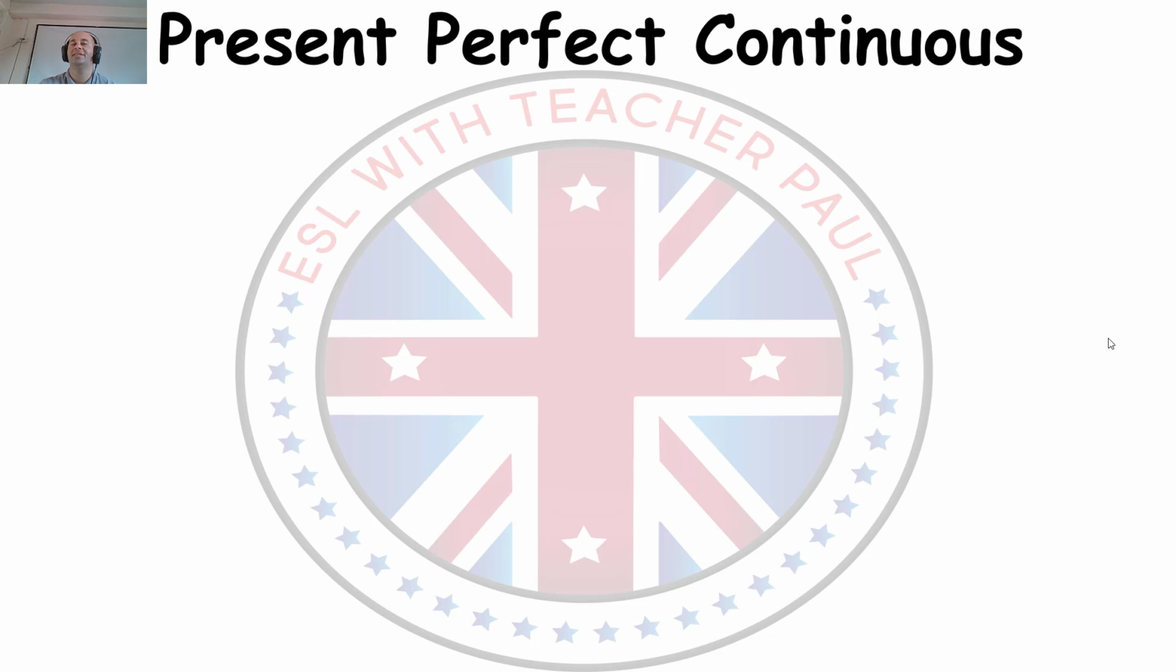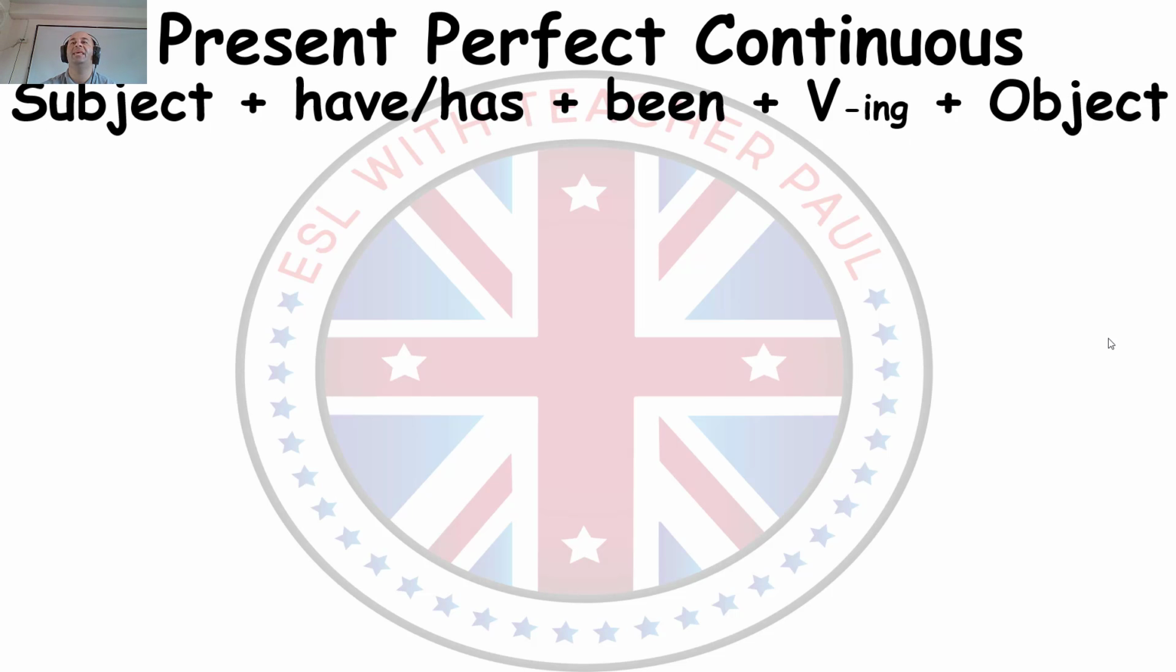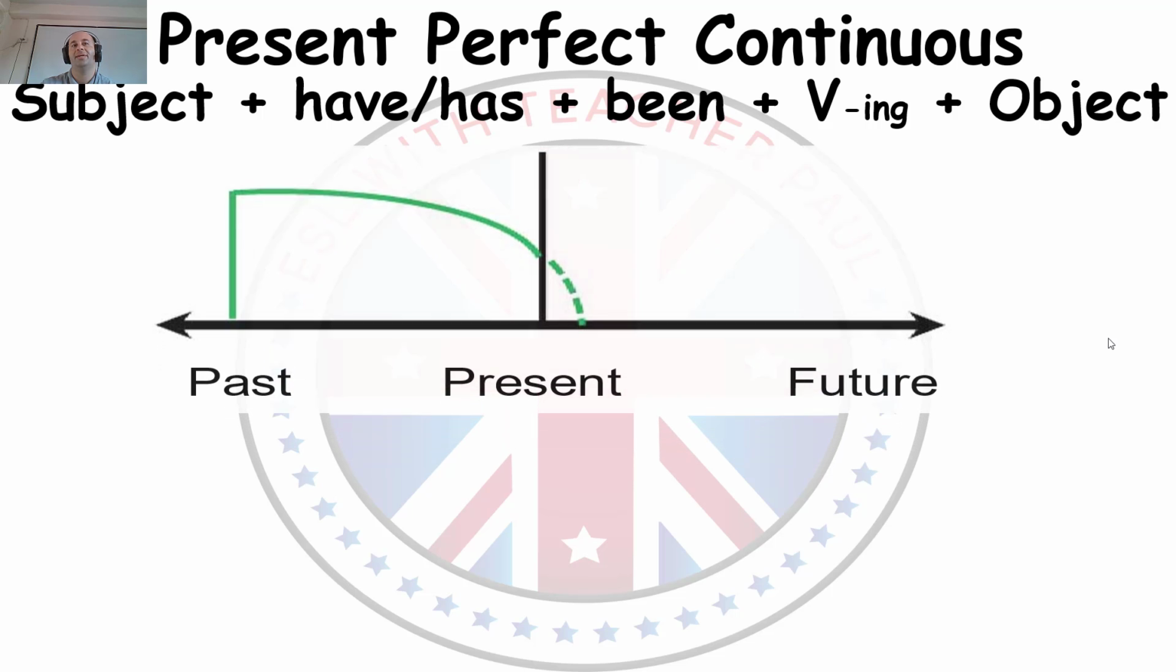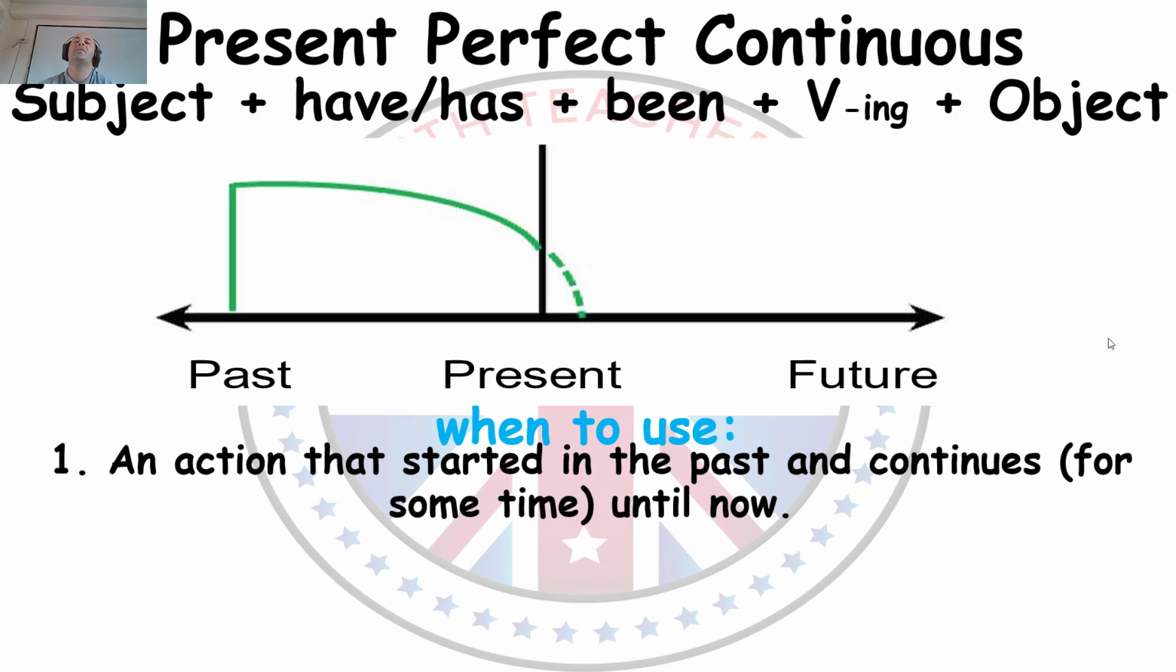Perfect, present perfect continuous. Subject, have, has, been, verb-ing, and an object. As you can see, we have a timeline that starts in the past and continues until the present or the very near future, maybe a little bit into the future. We would use it for an action that started in the past and continues for some time until now or just a little bit into the future.